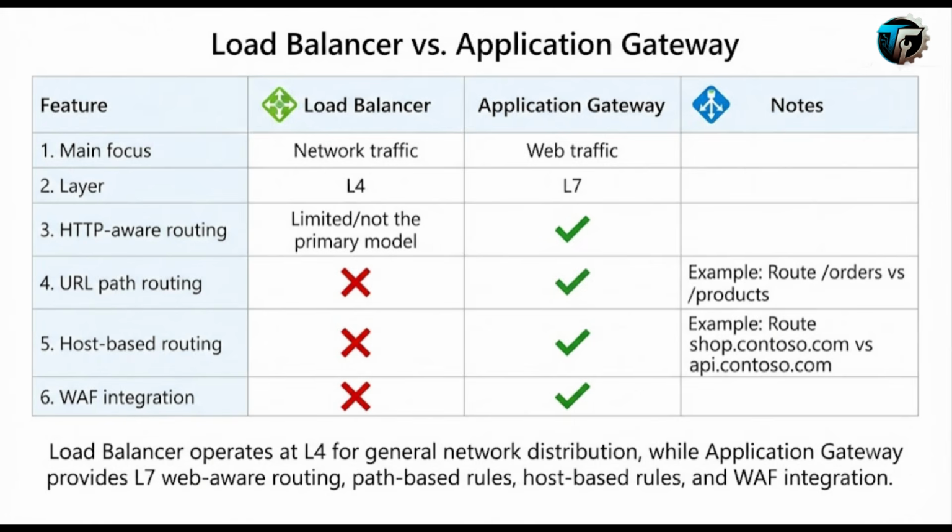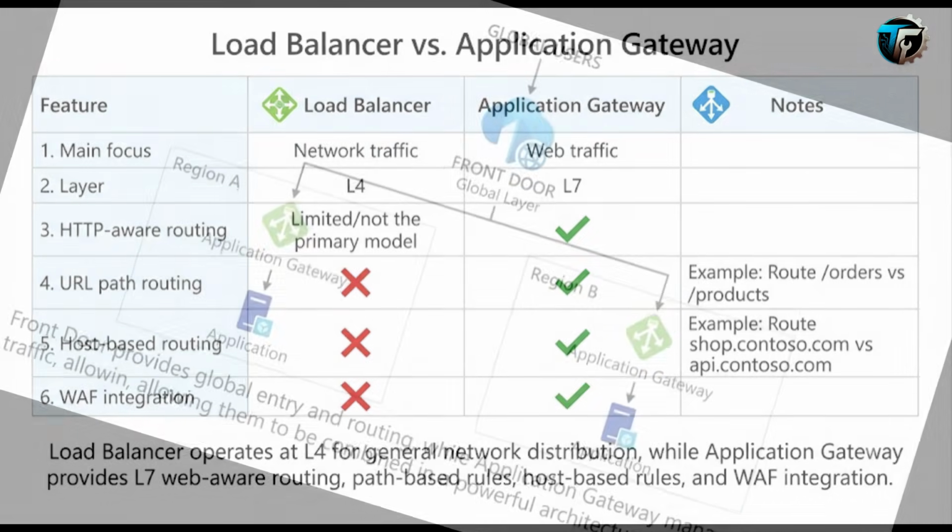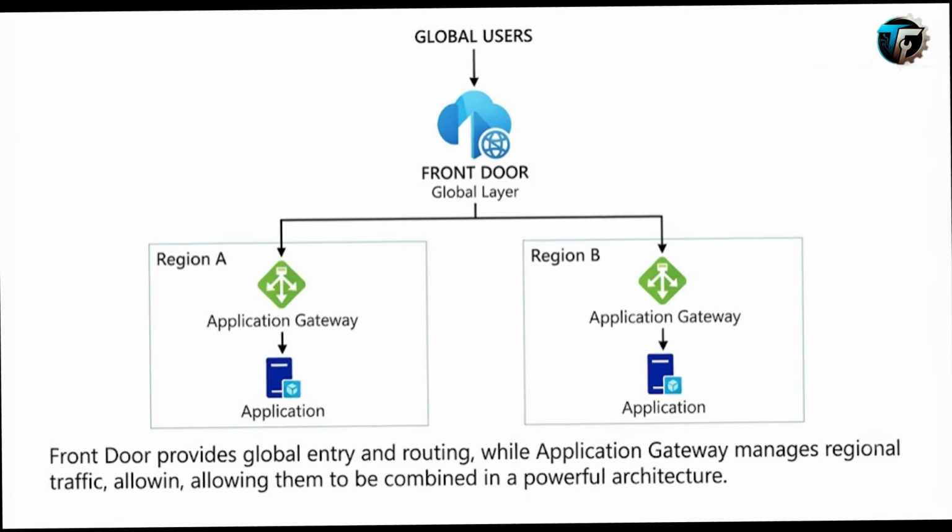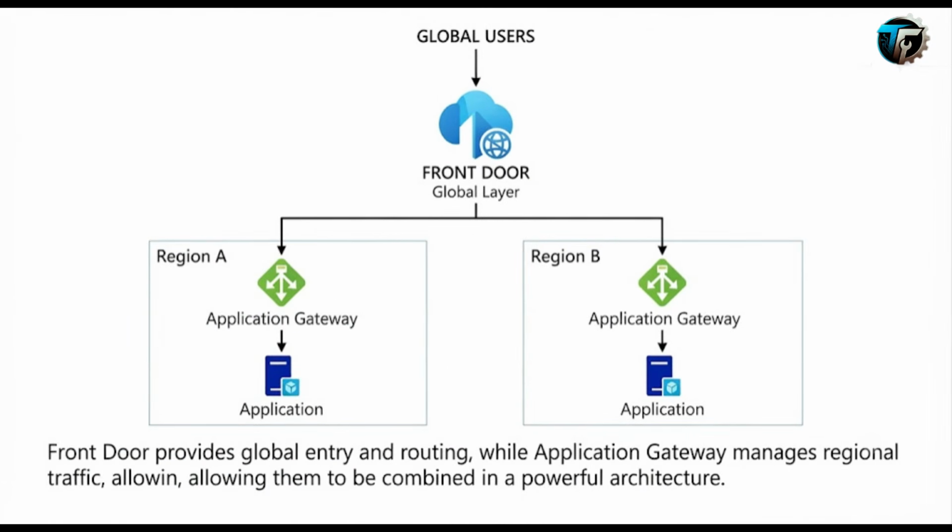If I need to route orders differently from products, Application Gateway is the natural fit. If I simply need to distribute network connections across healthy backend instances, load balancer may be the better choice. Now let's compare Application Gateway with the service we just learned, Azure Front Door.